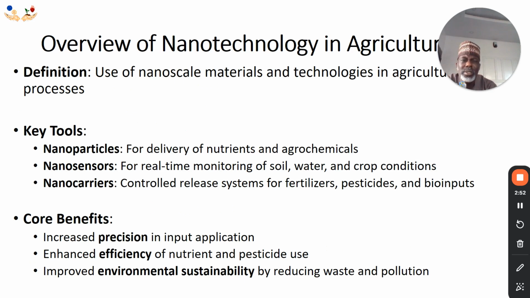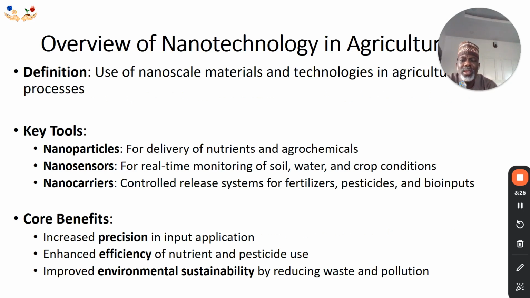Now, let's talk generally about how nanotechnology has come to stay in agriculture. The use of nanoscale material and technology in agriculture is very important for a lot of agricultural processes. There are some key tools that we need to understand. One of them is nanoparticles for delivery of nutrients and agrochemicals. Another one is nanosensors for real-time monitoring of soil, water, and crop condition. Then nanocarriers for controlled release systems of fertilizers, pesticides, and bioinputs.